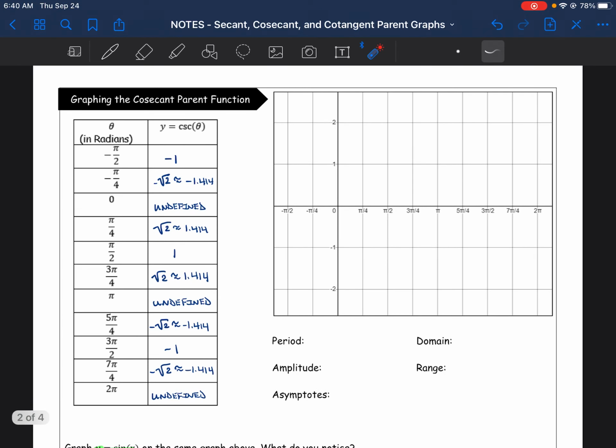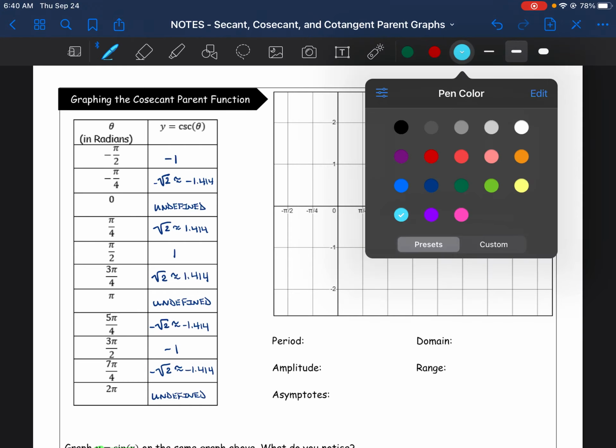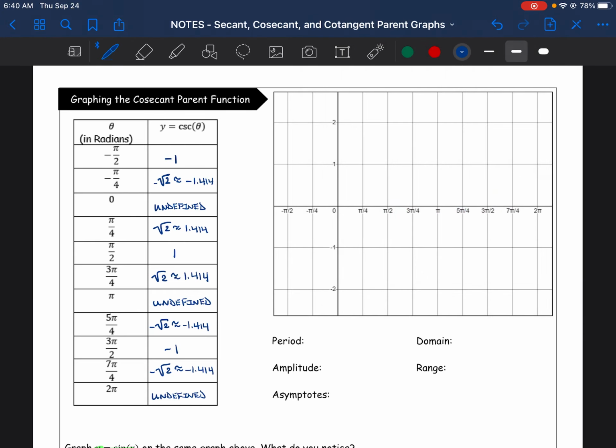So once again, I've gone ahead and made the table for y equals cosecant of theta or y equals cosecant of x. And let's go ahead and plot these points. So once again, I'm going to start with the asymptotes. We have undefined values at 0, so let's put an asymptote at 0. We have an undefined value at pi. And we have an undefined value at 2 pi. So it's looking like every integer multiple of pi, 1 pi, 2 pi, 3 pi, 4 pi, and on, we're going to have an asymptote. Same thing in the negative direction.